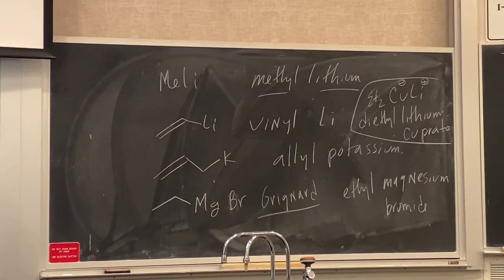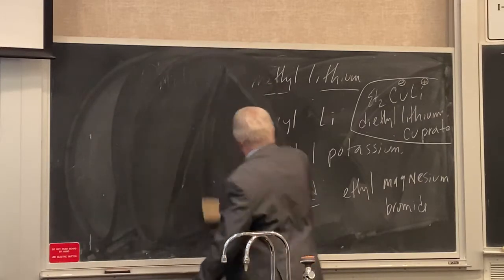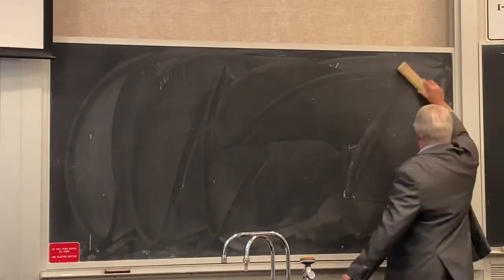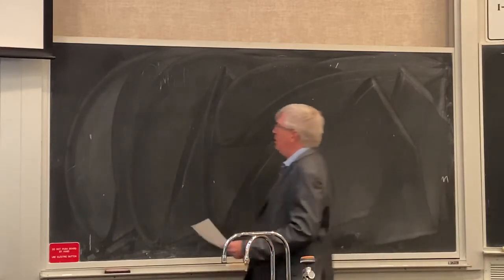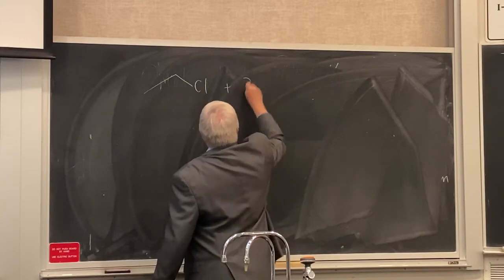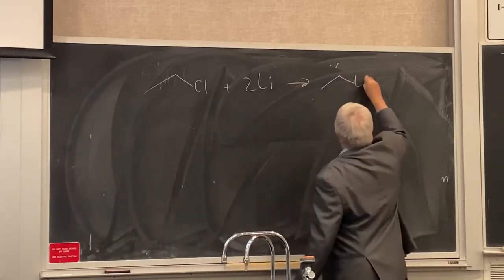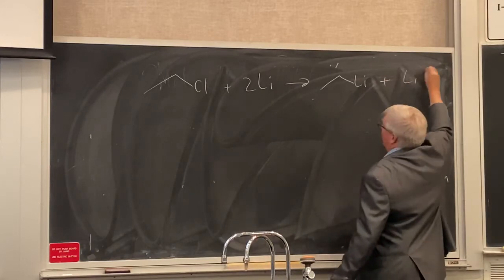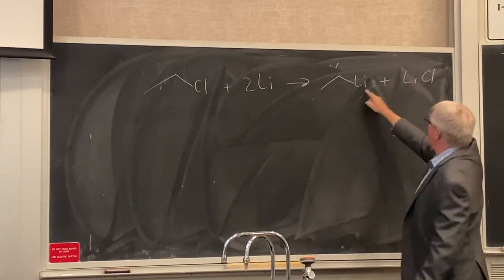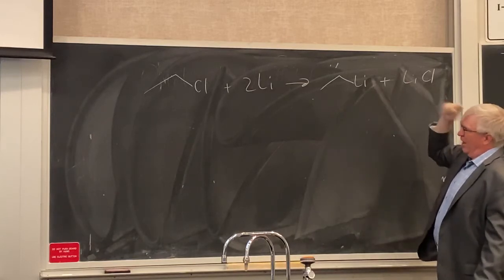Well, let's just jump ahead. Okay, so let's look at the Grignard reagents. Well, I don't know. Let me show you the lithium reagents too. You take lithium here, two equivalents of the lithium, and you form the alkyl lithium plus some lithium chloride. So that's where your two lithiums wind up. And lithium is monovalent, so it's got to react there.